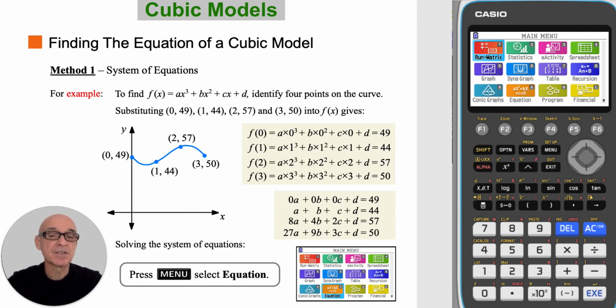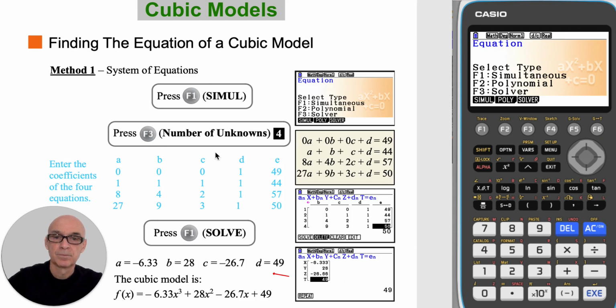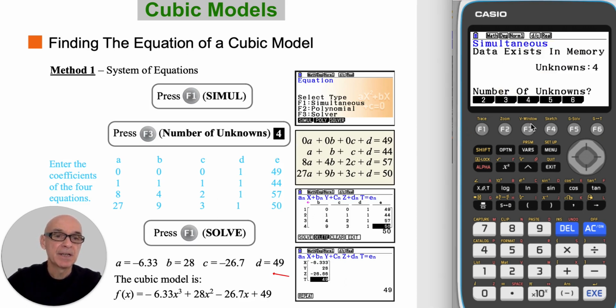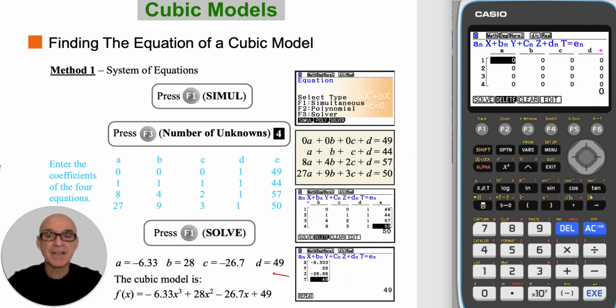To solve this system or set of equations, from the main menu, select Equation. Press F1 for simultaneous, and then F3 for 4 unknowns. And then enter the coefficients of the 4 equations.